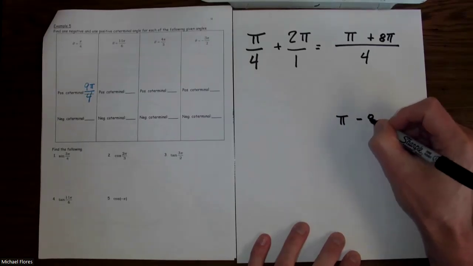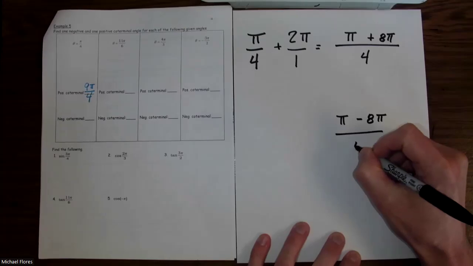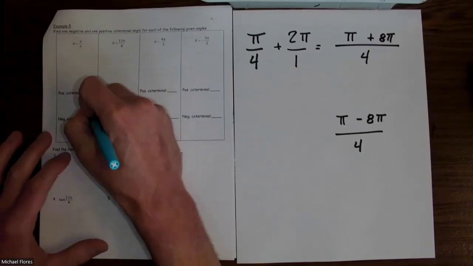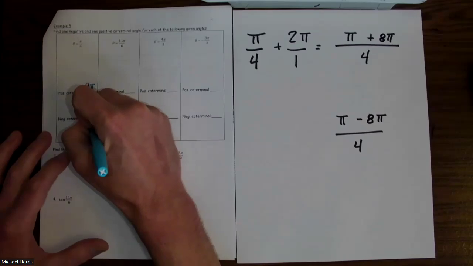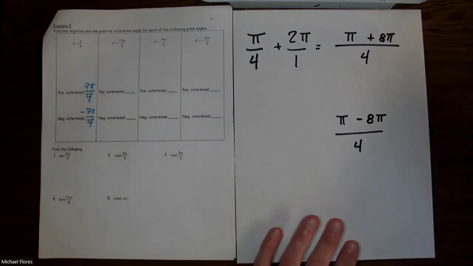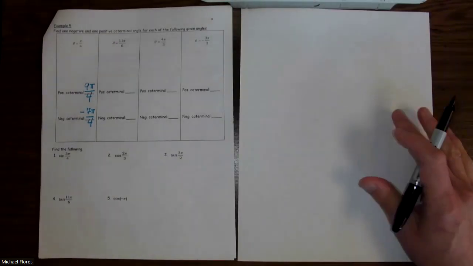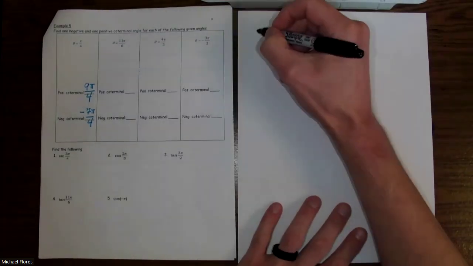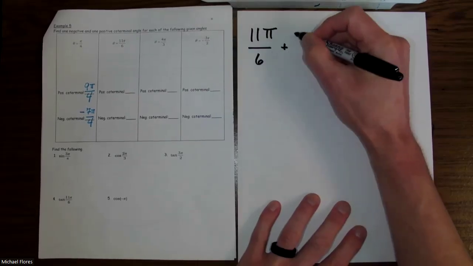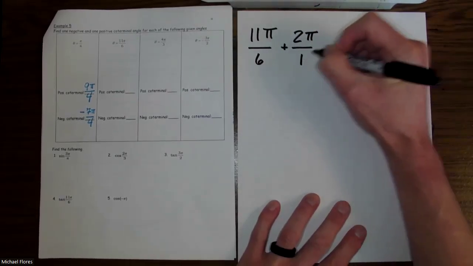Now do pi minus 8 pi over 4. Simplify the numerator. Pi minus 8 pi is negative 7 pi over 4. Let's try it one more. Let's do 11 pi over 6. Okay, I'm going to take 11 pi over 6. And I'm going to add 2 pi over 1.